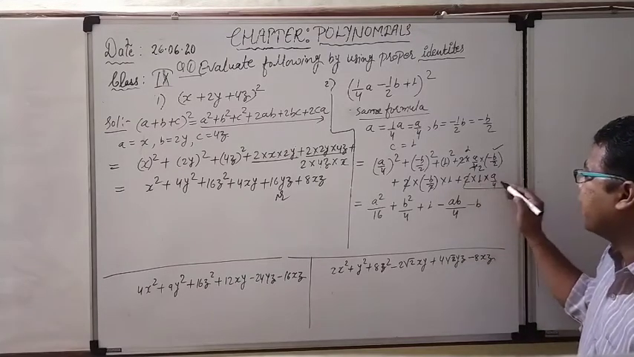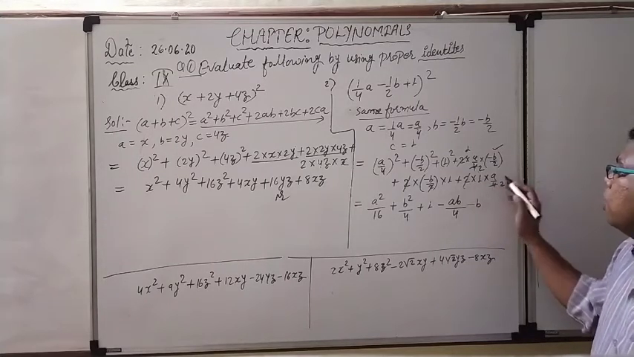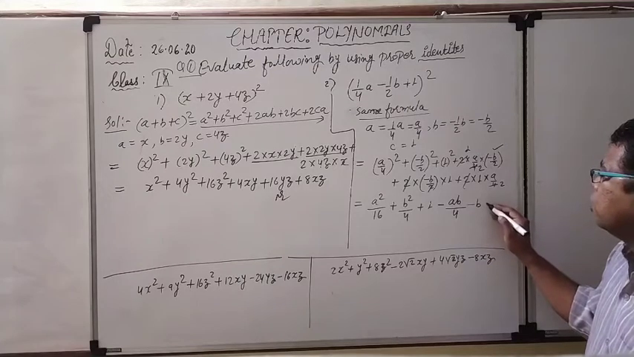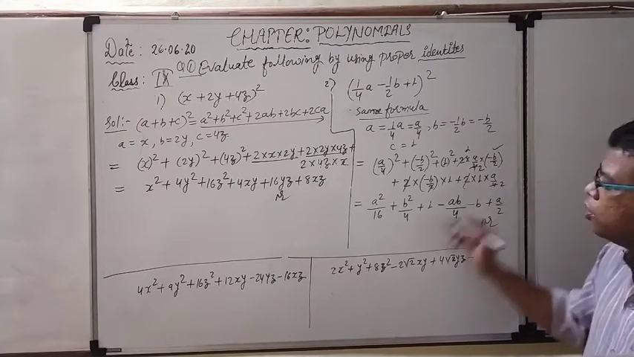So that 2 will cancel the 4 by 2 times. 2 1s are 2, 2 2s are 4. What is remained, directly you can write down. So plus A upon 2. I think this is going to be your answer.